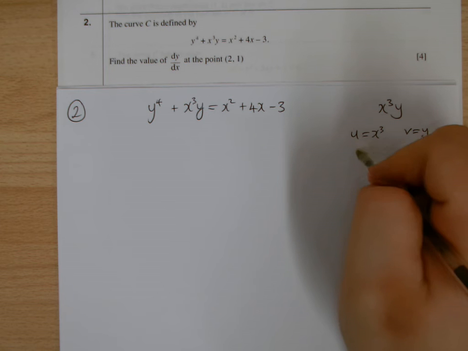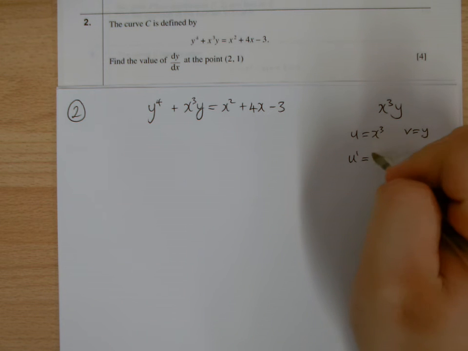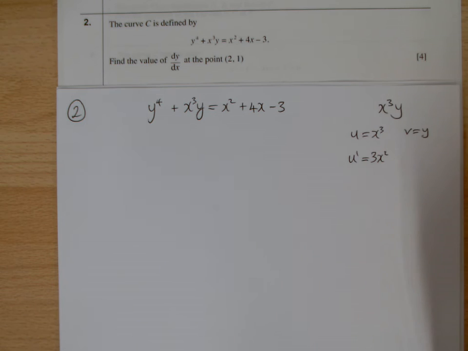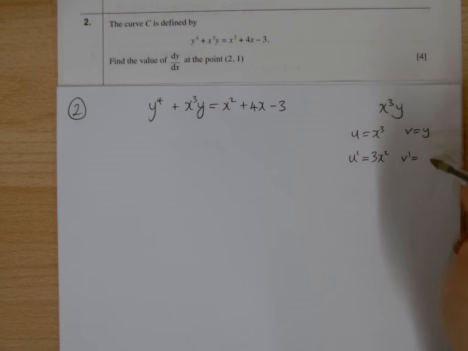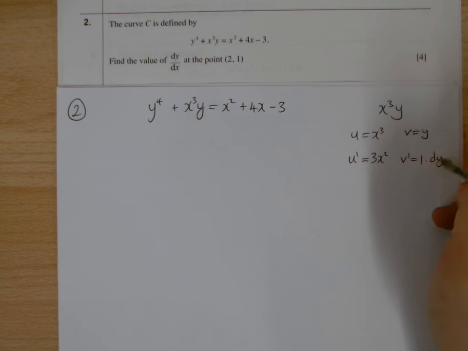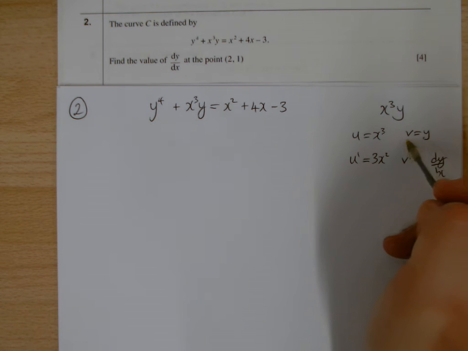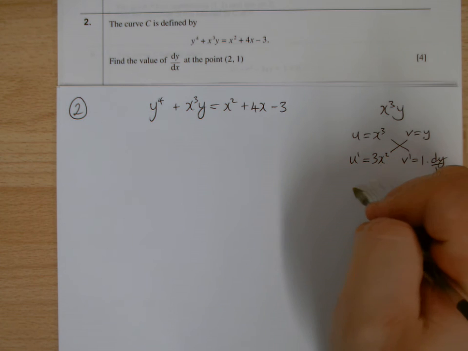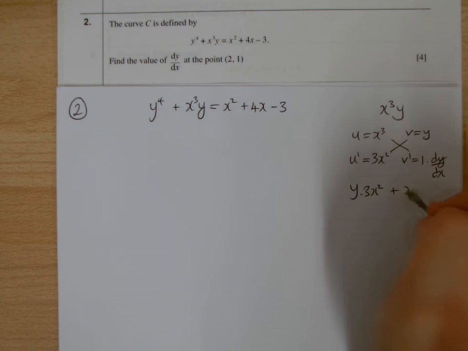So then you've got u, so you've got to find du/dx, which is, remember, just u dashed. So differentiate this, bring the 3 down, and then reduce that by 1, so 3x squared. V, differentiate that, well, dv/dx or v dashed, well, y just becomes 1. But don't forget then to times it by dy/dx. You then use the product rule. So v times du/dx plus u times dv/dx. So we've got y times 3x squared plus x cubed times 1 dy/dx, just dy/dx there.